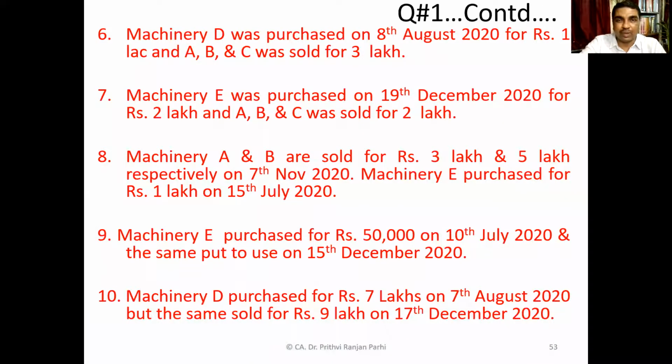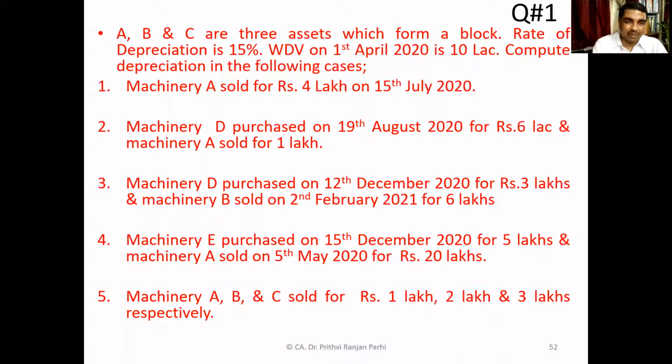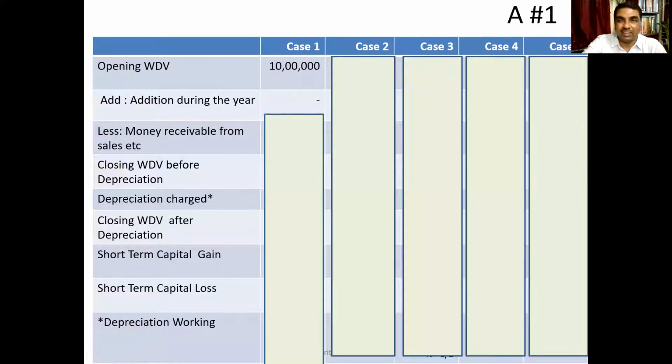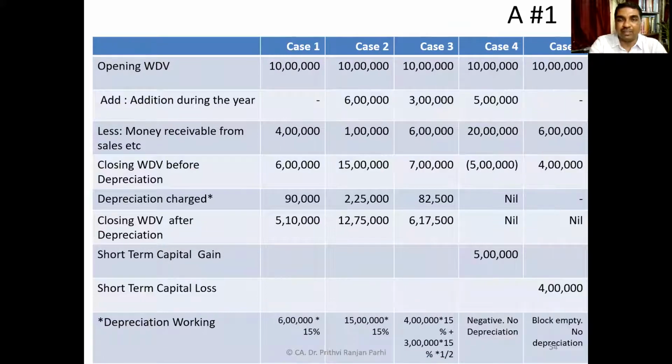Now let us look at case 5. Case 5 talks about machinery ABC sold for 1 lakh, 2 lakh, and 3 lakh respectively. And you already know the block consists of ABC. 3 assets are there. And the opening WDB is 10 lakh. So case number 5 says all the 3 assets are sold. Let us see the computation of case 5.